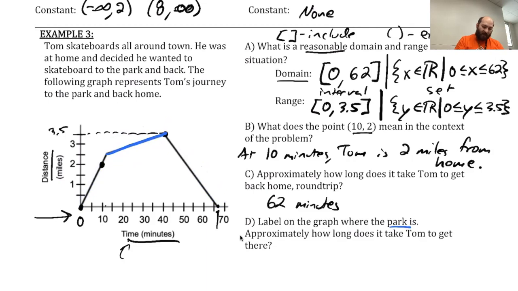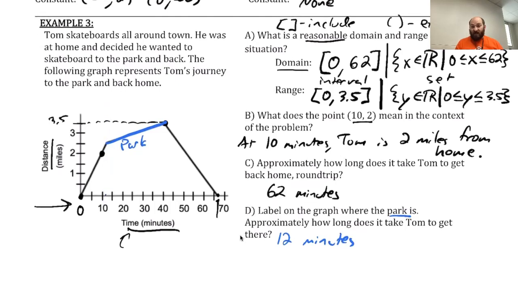So approximately how long does it take Tom to get there? He gets there in just over 10 minutes, so we'll say 12 minutes. Okay, so this is his park time. All right, so that's it. We're just interpreting some other things. Some other things we might ask about is how long is he at the park? He's there from about 12 minutes to here, which is about 40 minutes. So he's there for close to 30 minutes, things like that.